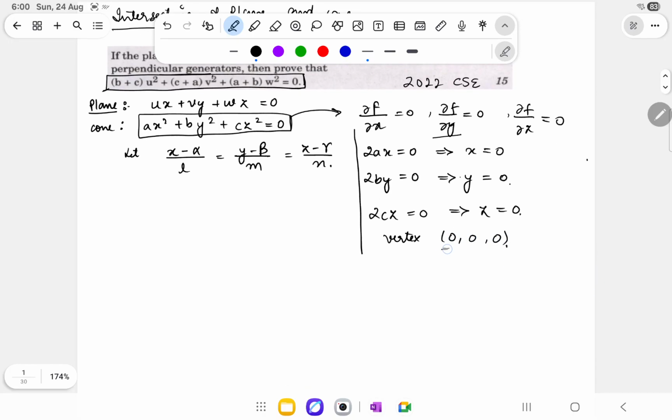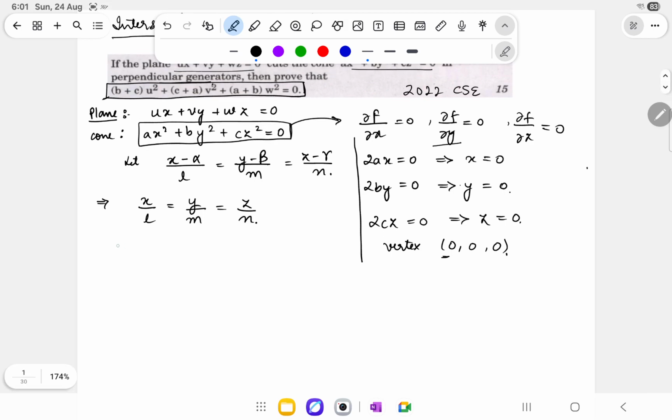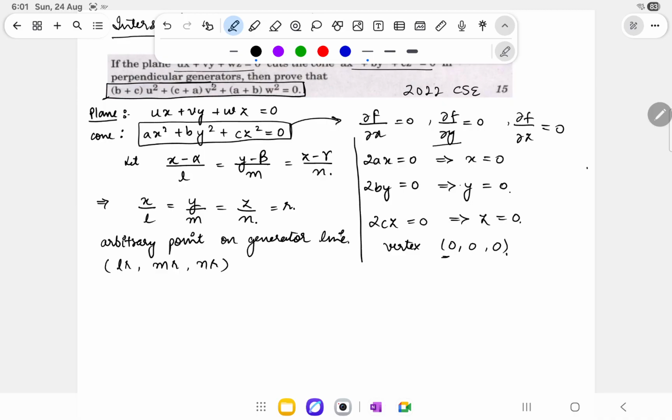So if this is the vertex of the cone, then the generator line must also be passing via the vertex of the cone. So my generator line reduces to x by l equals y by m equals z by n. If this is my generator line, I can easily find any arbitrary point on the generator line. That is basically (lr, mr, nr). I got that by equating the generator line with some constant r. So this is any arbitrary point on the generator line.